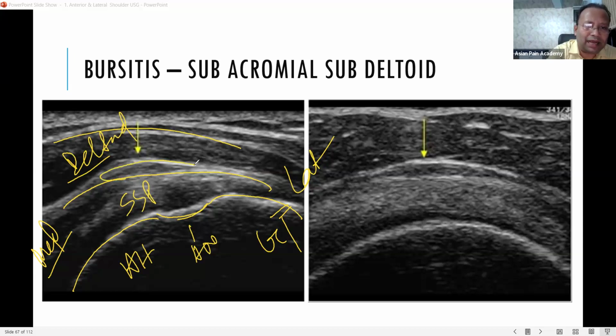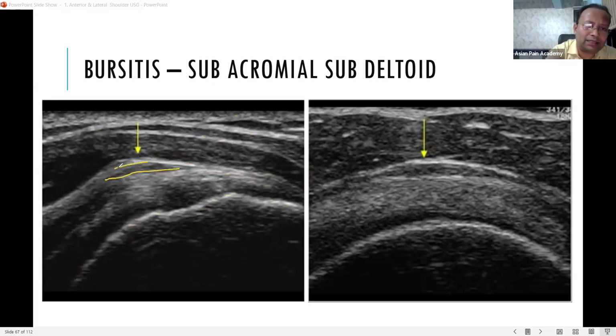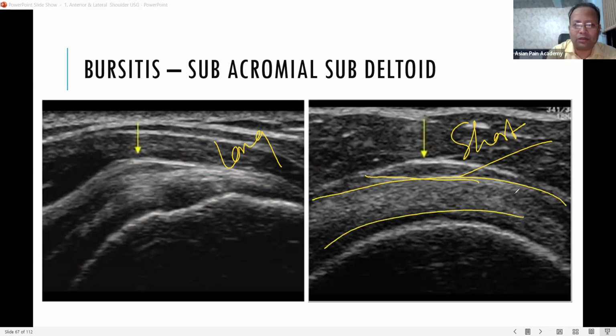So this swelling is nothing but the bursitis. Bursitis means there is fluid, so there is a swelling, there is some deposition. Okay. So this is a long axis view, and this is a short axis view of the same area. This total thing is the supraspinatus.